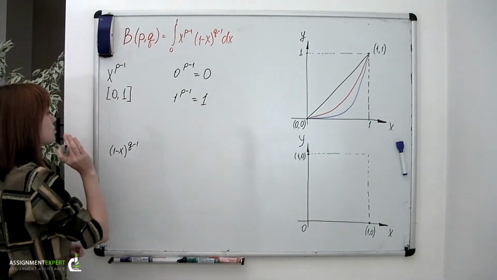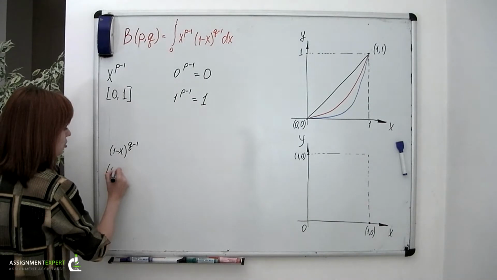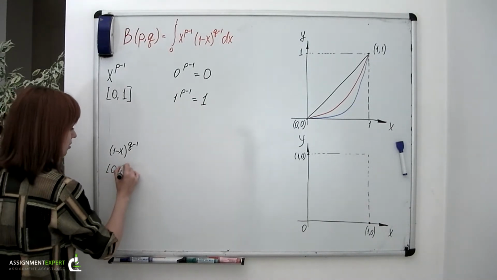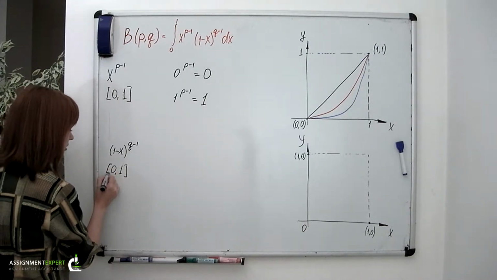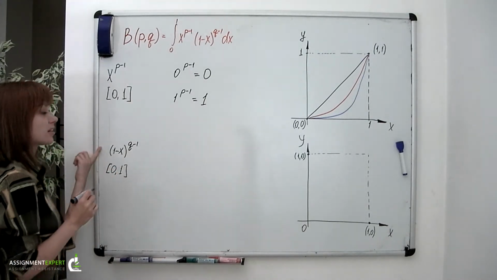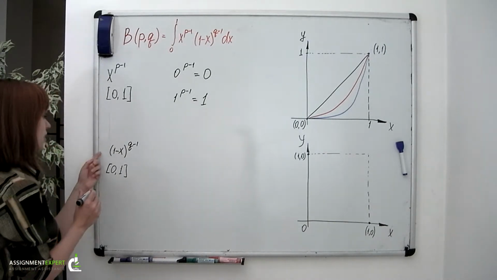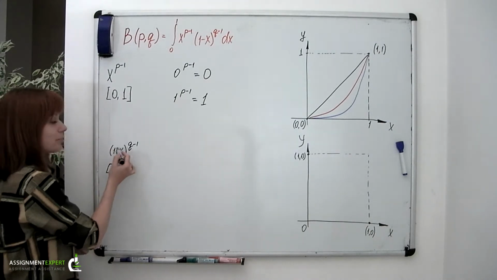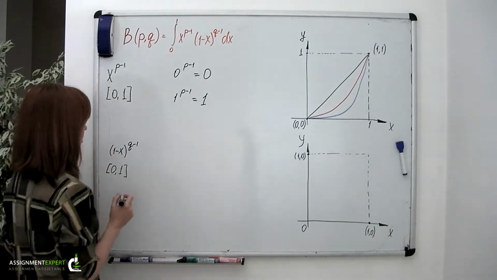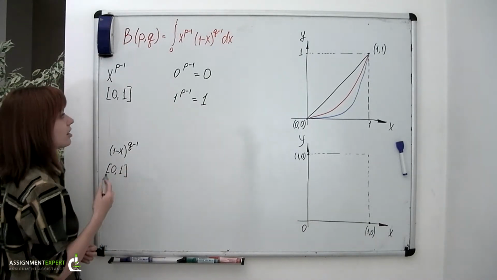Now let's move on to the second factor. The limits of integration are the same, 0 to 1. And we can see that the second factor is also a positive number within this given interval, since x never exceeds 1, and the expression within the brackets remains positive. Now let's pick a few integer values for the q parameter and graph these curves.